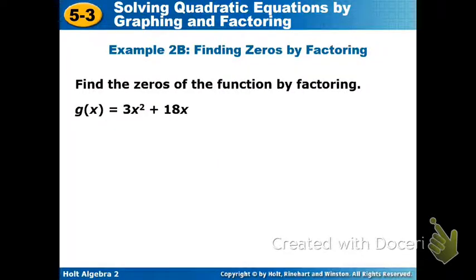Okay, we have a function here. g of x equals 3x squared plus 18x, and we are going to find our zeros. How are we going to do it? So we're going to look at our factoring organizer, first of all, to help us start this. What should we do? We need to check for our greatest common factor.